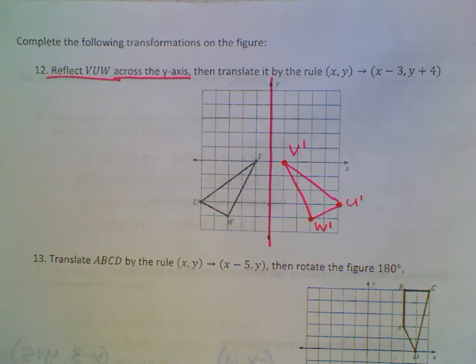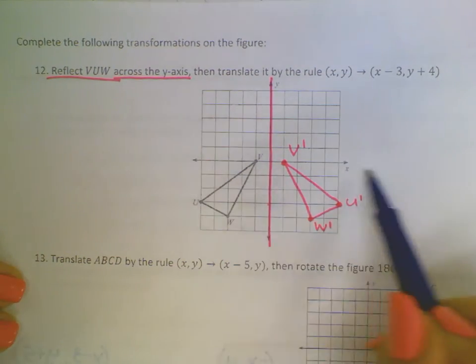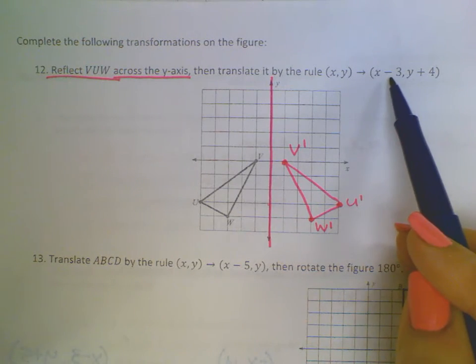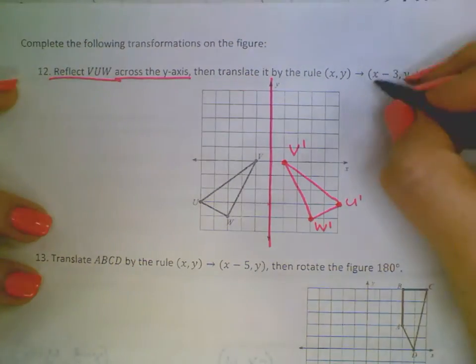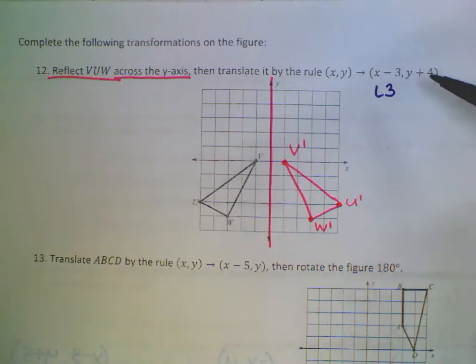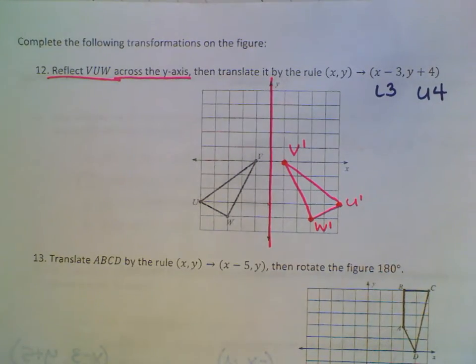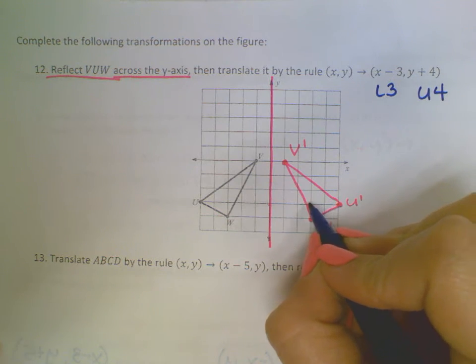Now it's asking me to translate my image, and I'll do that in blue. So if it says x minus 3, x-axis goes left and right. So this means I'm going to be going either left or right 3. If it's subtraction, I'll be going to the left 3. So this is left 3. My y-axis is up and down. If I'm going to add 4, it'll be going up 4. So every vertex is going to go left 3, up 4.